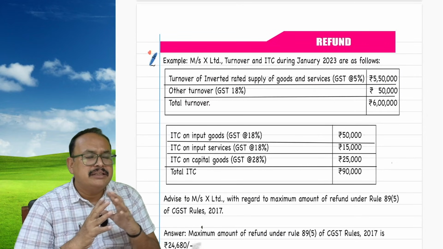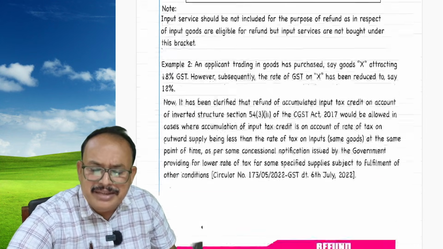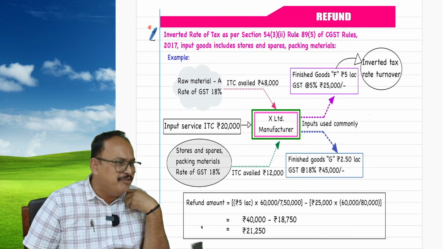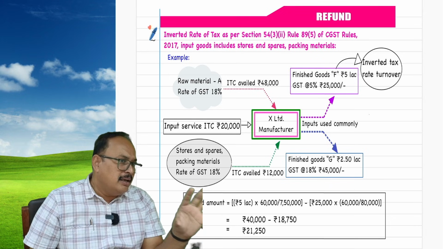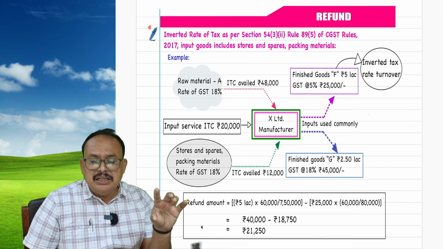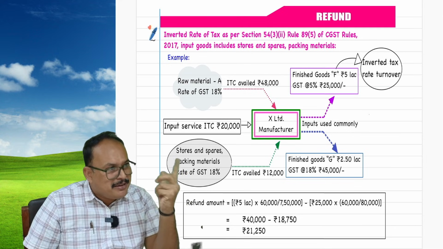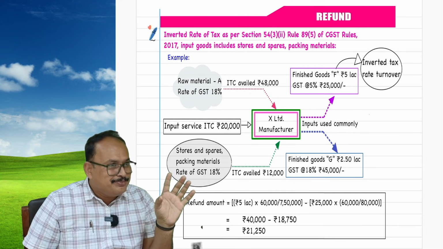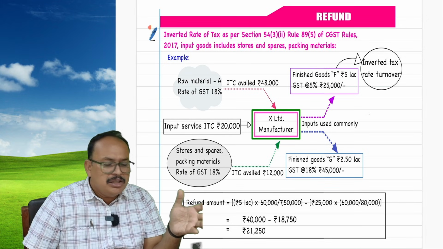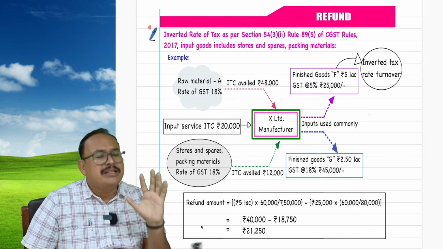If you refer here, there is an example. Take into account, even that live example I will show you. Raw material I purchase. My name is X Limited. I am a manufacturer. I have purchased the raw material at the rate of 18% GST. Input goods at 18% GST, A. I also receive spare parts, consumables, debited to the profit and loss account. Inputs include consumables, stores, debited into the P&L account, which are also at 18%. Input services are there, 20,000.